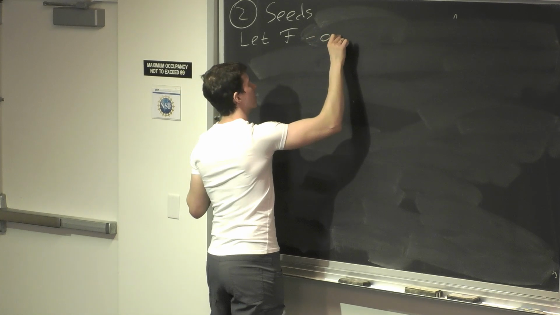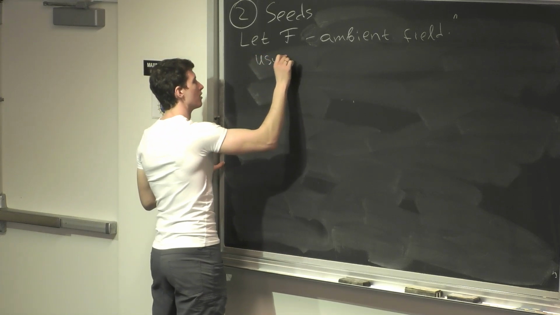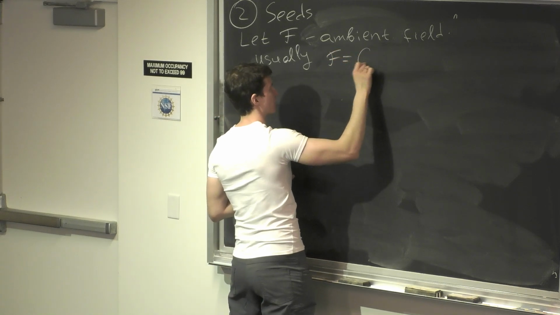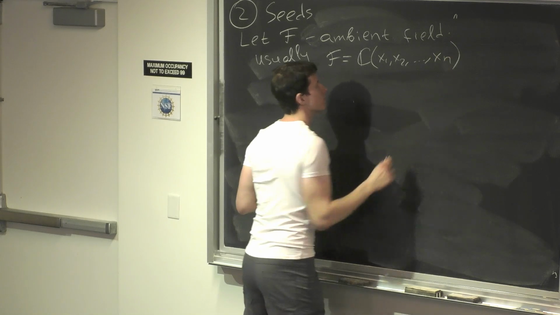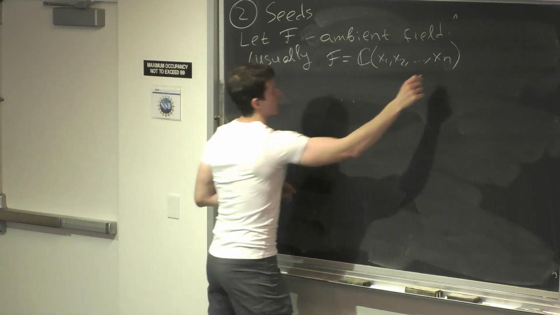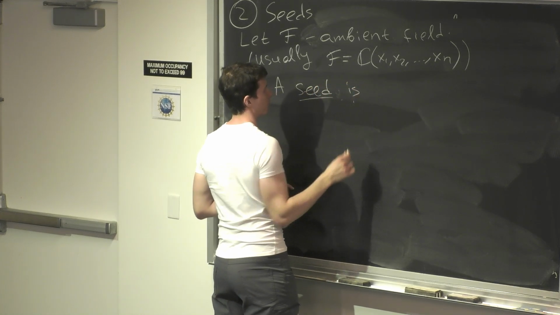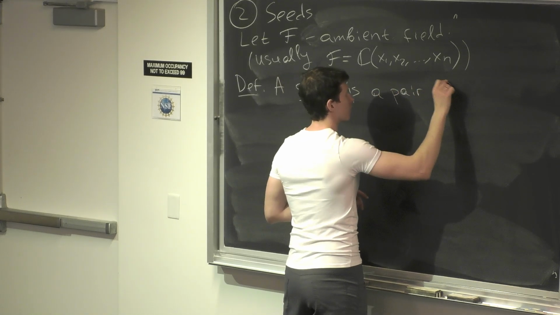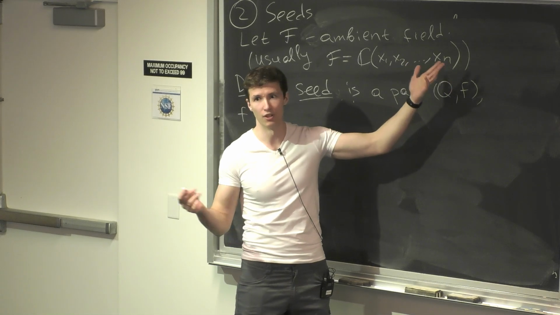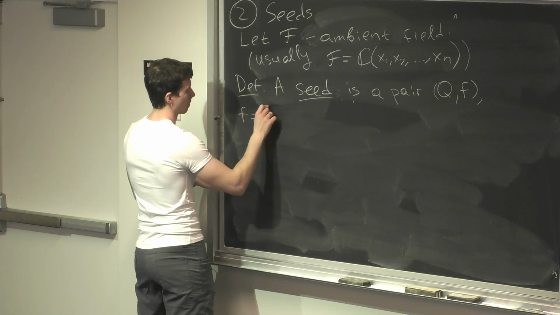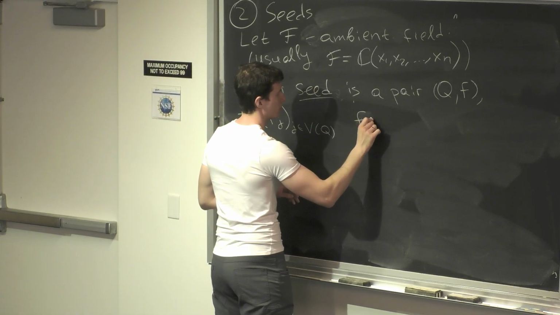So let me be the ambient field. It doesn't really matter what it is, but usually F is just the field of rational functions with complex or real coefficients in x1, x2, in some set of variables. Something like this. And then a seed is just a pair Q comma F, where F is just an assignment of elements of the field to the vertices of Q. F sub j, j is a vertex of Q. F sub j belongs to the field.